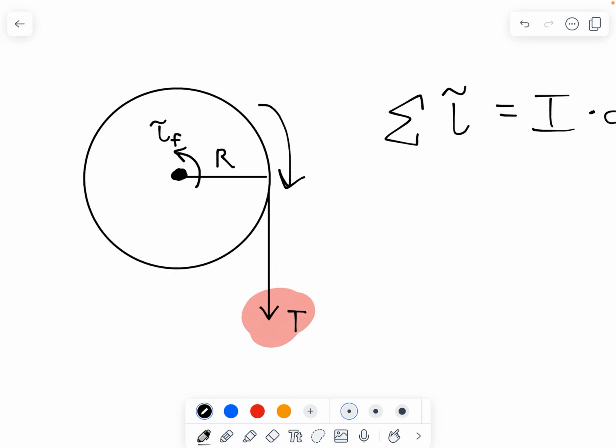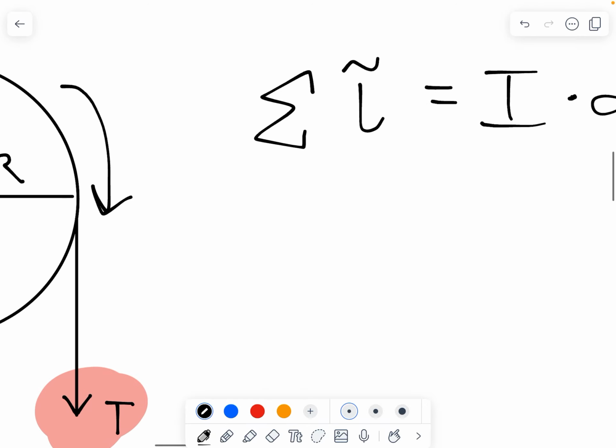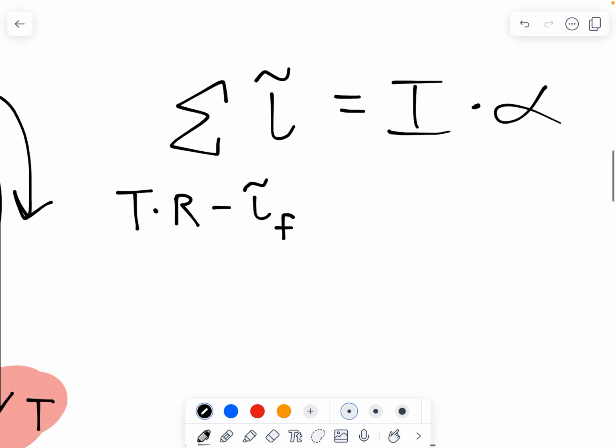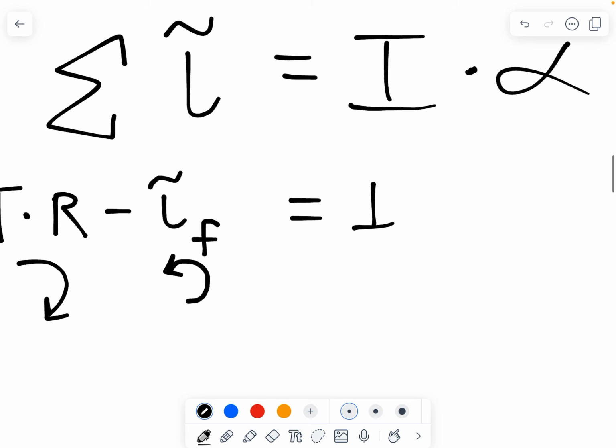If we were to correctly write the equation, we would have T times R, the torque created by the tension force, minus the torque created by friction on the axle. Those are the two torques that are acting, one positive, one negative. This one's going this way, that's actually the negative direction, and the other one is trying to make it spin this way. Don't worry about positives and negatives, just understand that they're acting opposite each other, and then it would be I times alpha. And that's it.